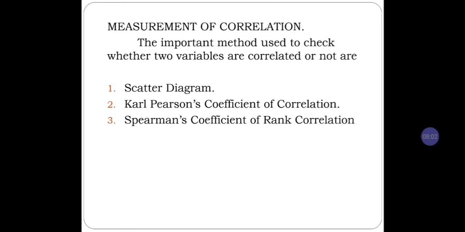Then we have three types of measures of correlation. The important methods used to check whether variables are correlated or not are: one, scatter diagram; then Karl Pearson's coefficient of correlation; then Spearman's coefficient of rank correlation. Here we will be seeing problems from your Karl Pearson. The scatter diagram, the graphical representation, will be asked as a practical oriented question for section E. Five marks questions will be asked here.